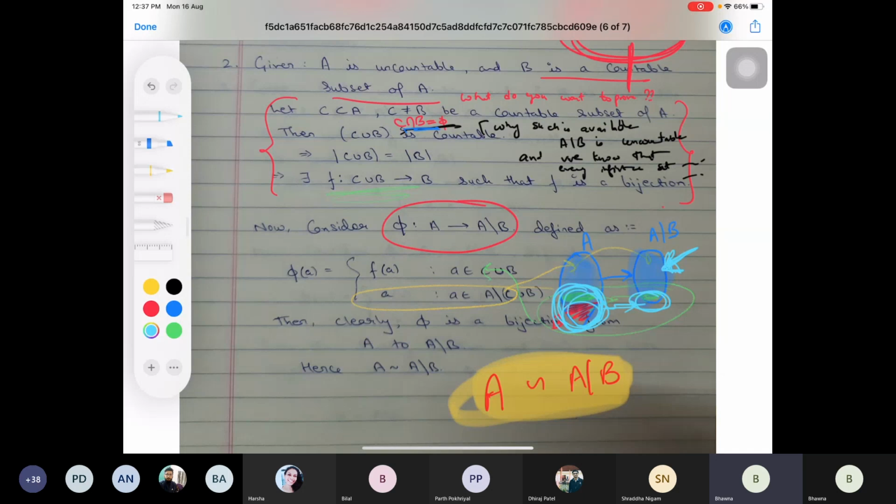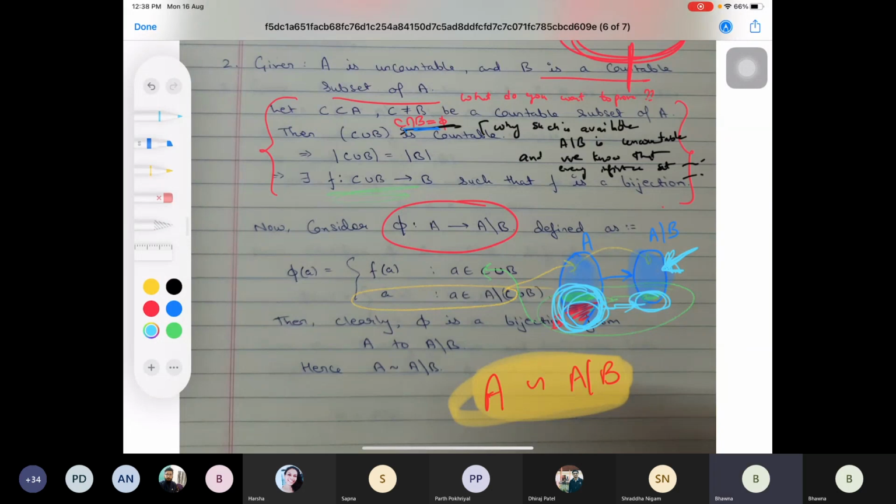Ma'am, one more query. May I? I have a doubt. There are three people: Shraddha, Sapna, and one more person. Please, one by one.